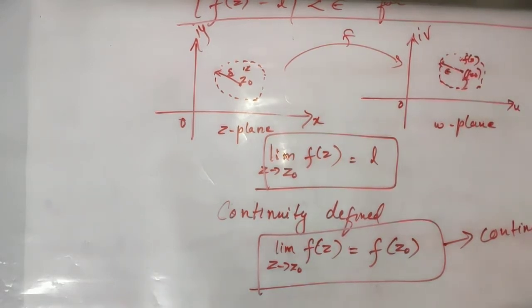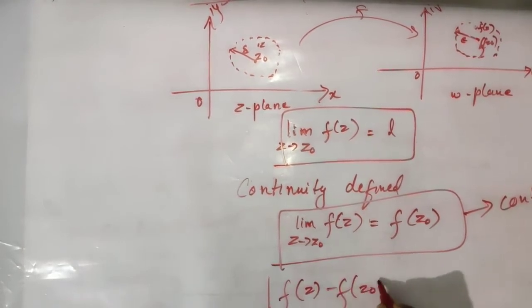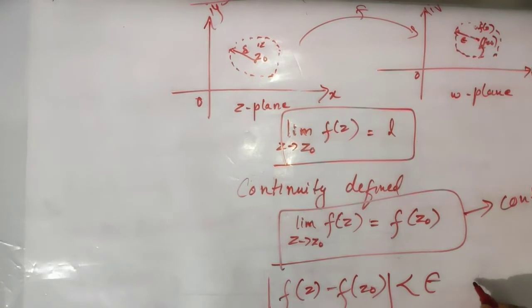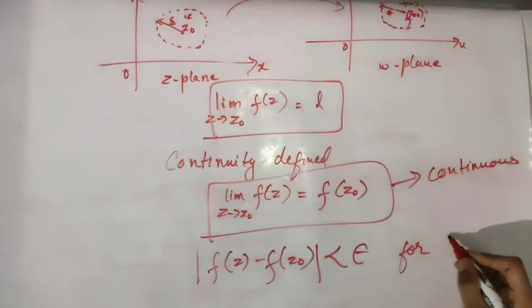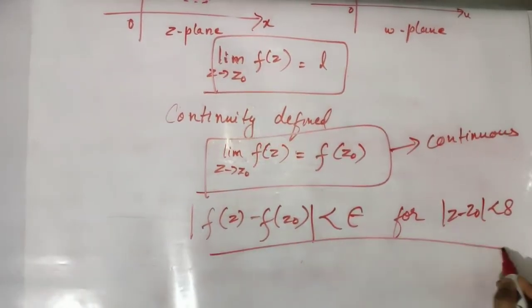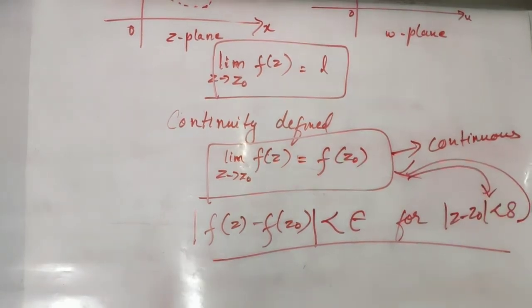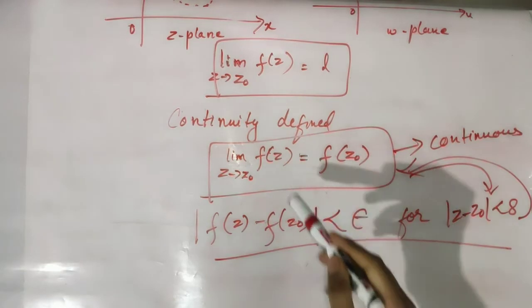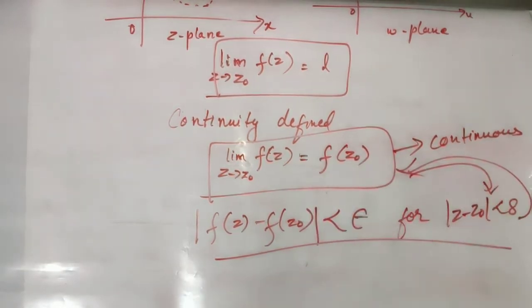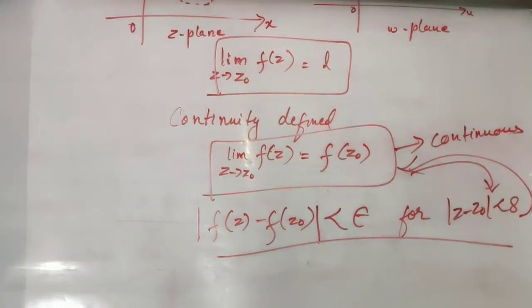Okay. So we write mathematically something like this, and another way of writing this definition is also like this: mod or absolute value of f of z minus f of z0 is less than epsilon for mod z minus z0 less than delta. So this whole term can be written like this. They are actually the two faces of the same coin. This and the previous statement mean the same thing. So I hope that point is clear with continuity and the limits of any complex valued function.